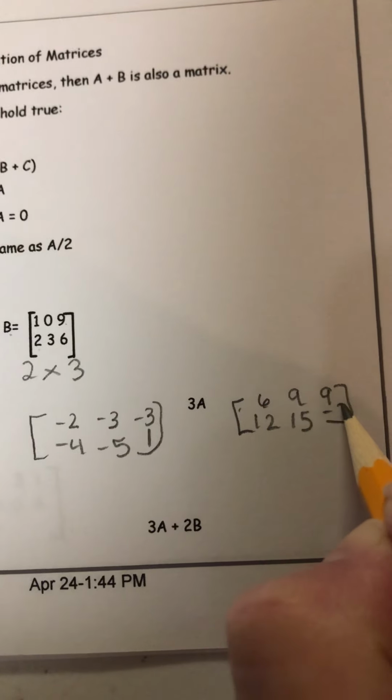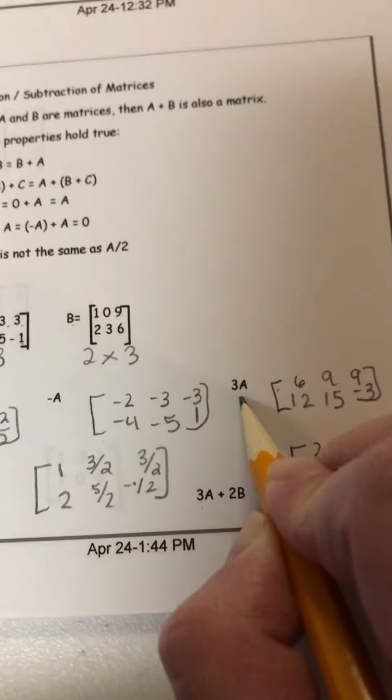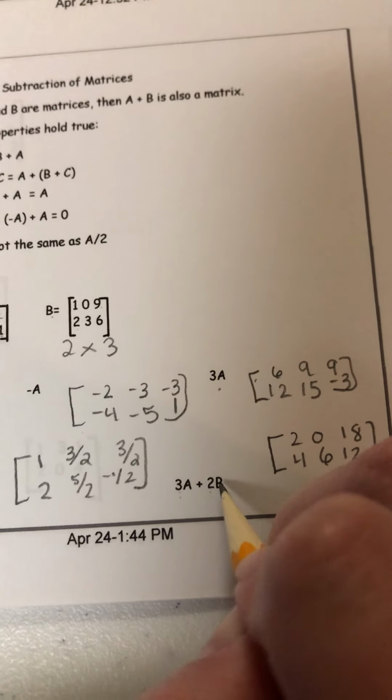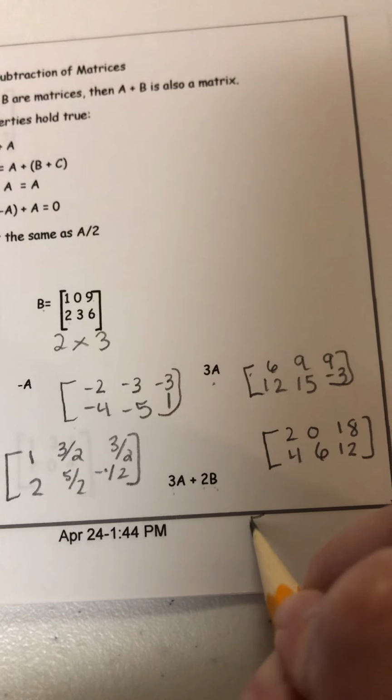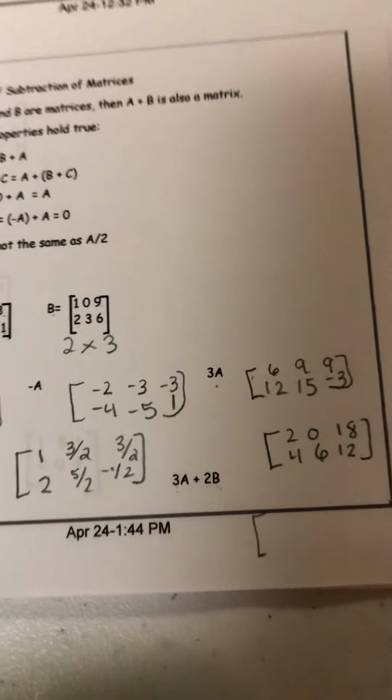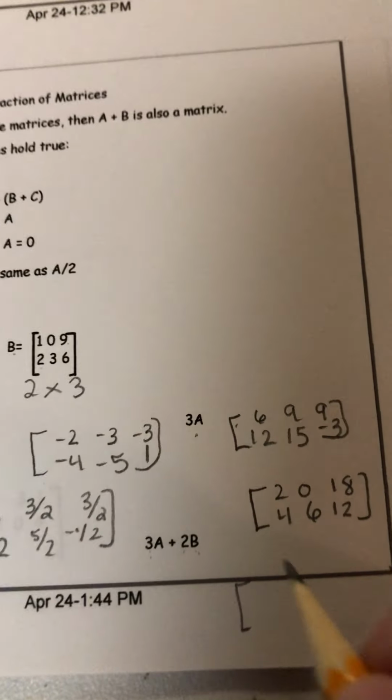And yes, you can do orders of operations. So 3A plus 2B. Double up all the entries, all the elements of B: 2 becomes 4, 0 becomes 0, 9 becomes 18, 2 times 3 is 6, 2 times 6 is 12. So now we distribute the 3 to matrix A to get 3A, distribute the 2 to B to get 2B, and now we can add the two. So there is a sense of orders of operations in matrix algebra too.